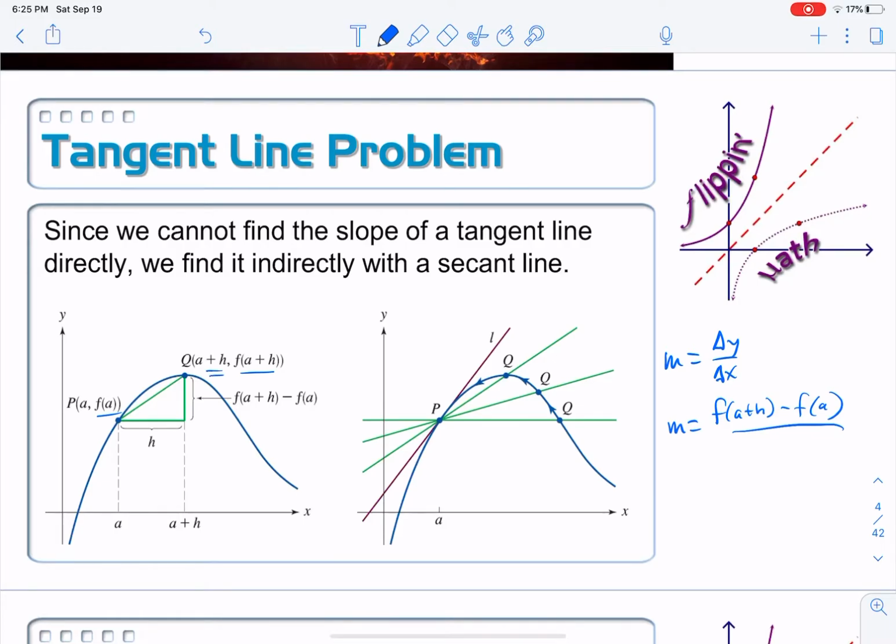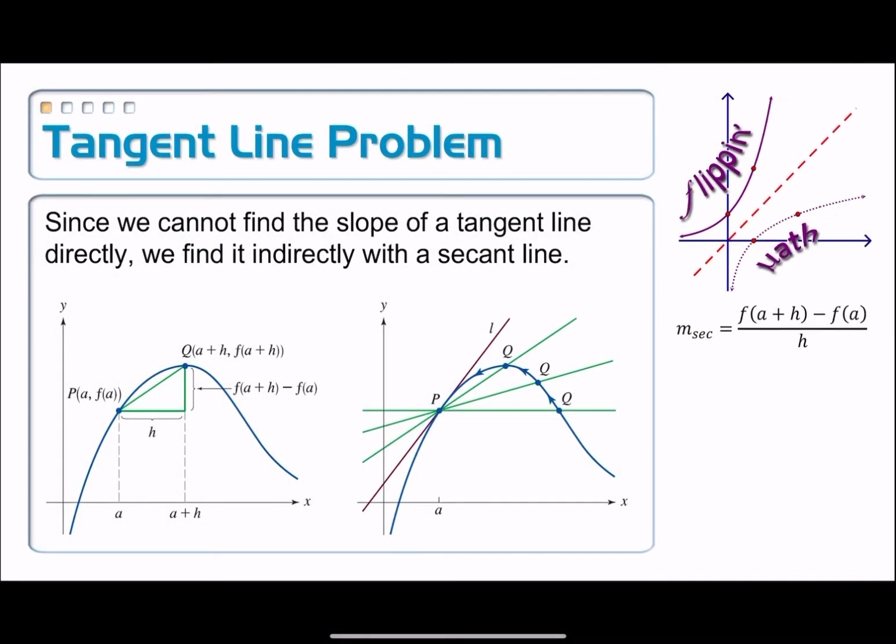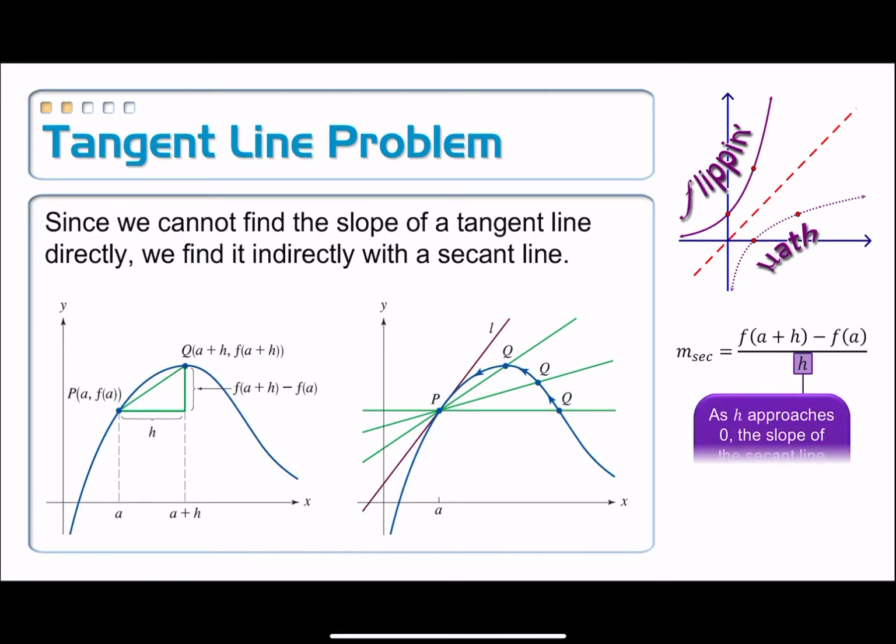And now I need to do the change in x's here. So a plus h minus a, and then our a's cancel, right? Same exact difference quotient. That's what we called it back there in that first lesson of calculus. And now, hey, this isn't really what I want. This is the slope of a secant line. And I need to get that h as small as possible, right? That's going to be accomplished with a limit.